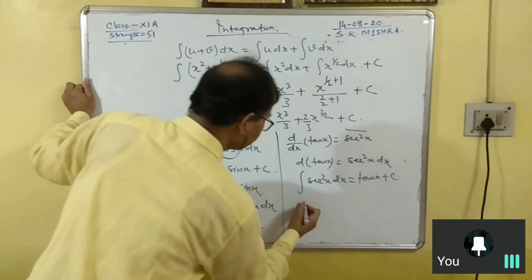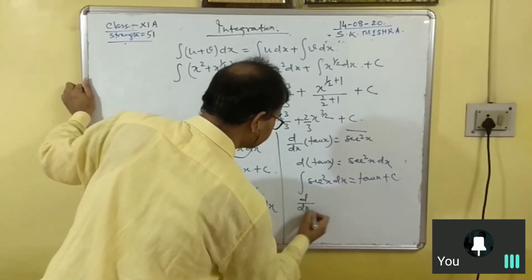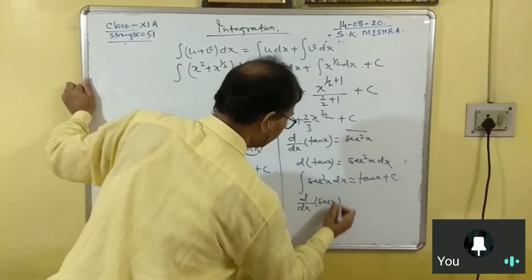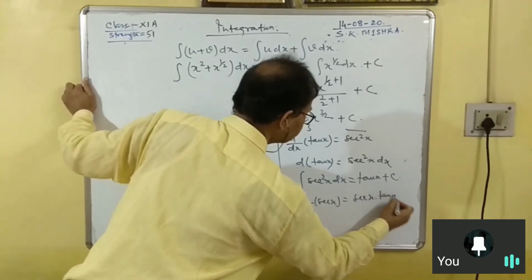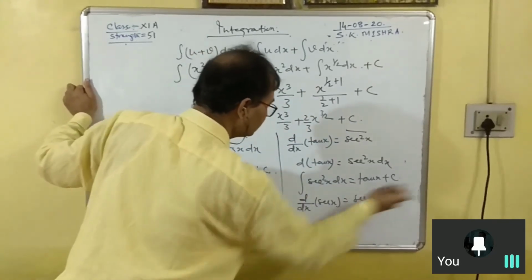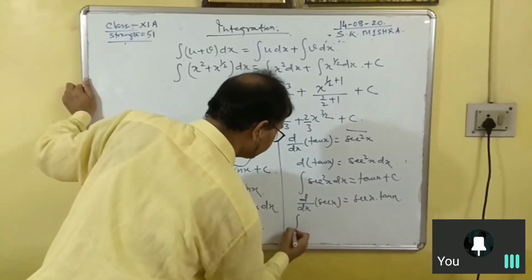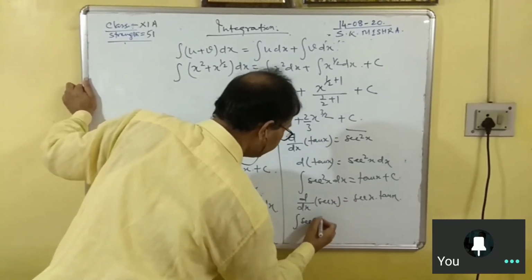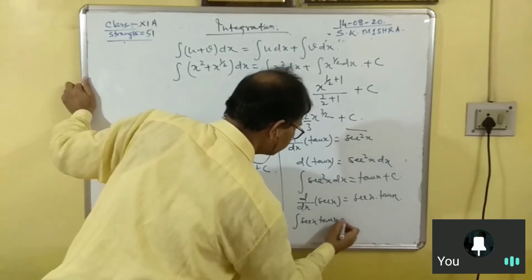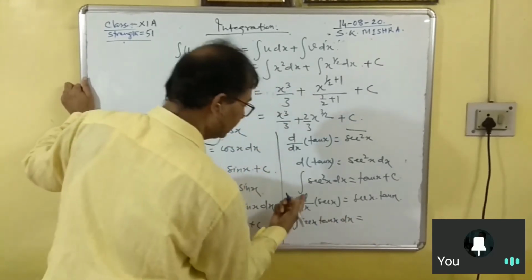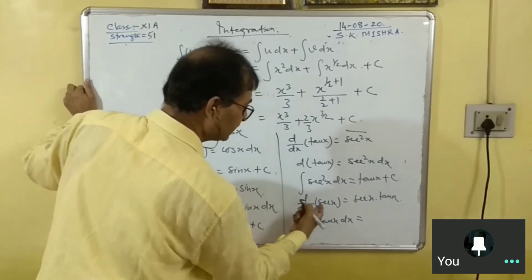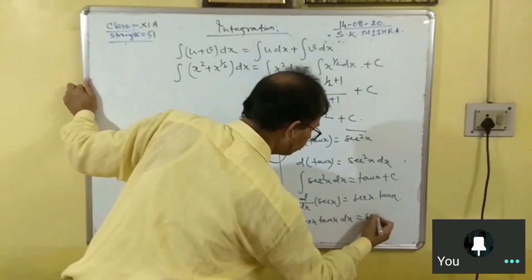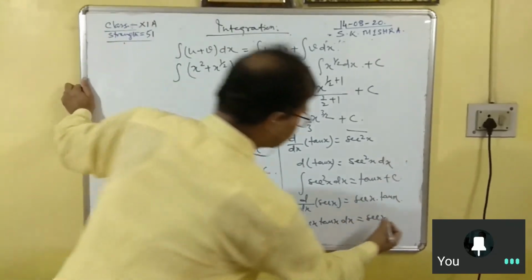Now if I ask you what is d by dx of sec x, your answer will be sec x into tan x. If you bring dx to this side, then integration of sec x tan x dx is equal to integration of d of sec x. So this d will disappear, then it is sec x only, plus some constant c.